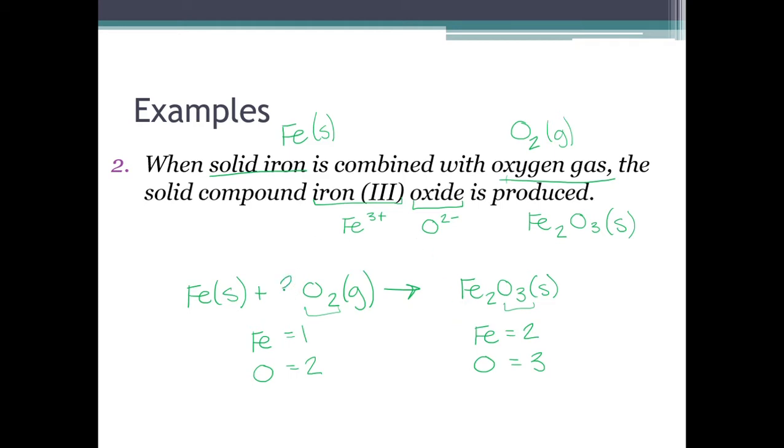But if I put a 3 here and a 2 here, then I'll have 3 times 2 is 6, and I'll have 2 times 3 is 6. So now I've got my oxygen sorted. And by adding this 2 here, I've said I have 2 times 2 is 4 irons. So then if I put a 4 out front here, that'll give me 4 irons. Now both sides have 4 irons, 6 oxygens. All is right with the world. That is my balanced equation. I can put a box around that and call it a day.